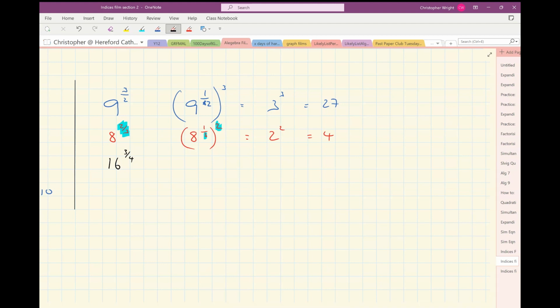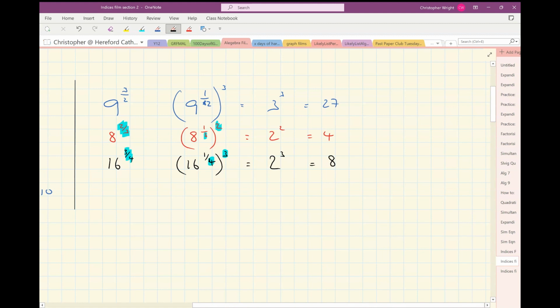All right. What about 16 to the power of 3/4? Well, we're going to take 16 to the power of a quarter and cube it. And do you notice? 3/4, 3/4. 16 to the power of a quarter, the fourth root of 16, is 2, and we're going to cube that. 2 times 2 times 2 is 8.